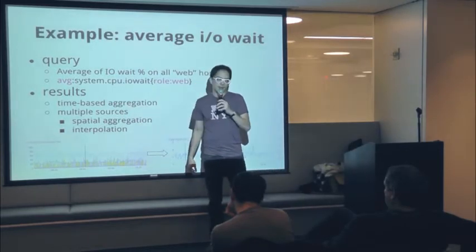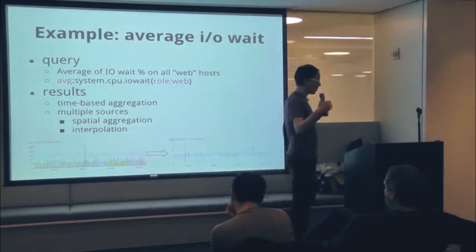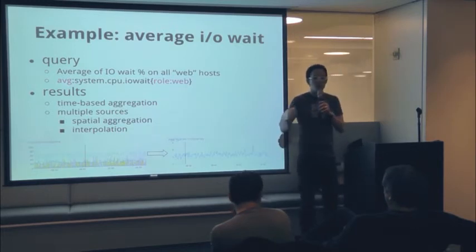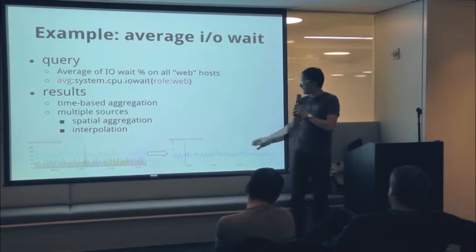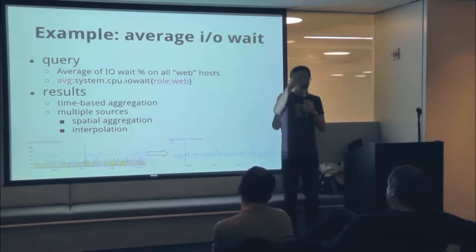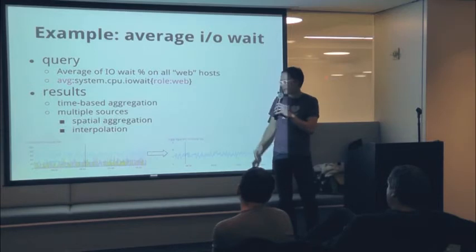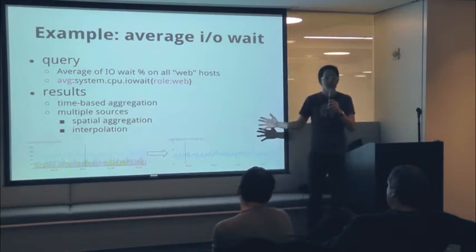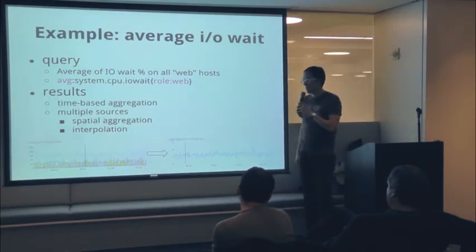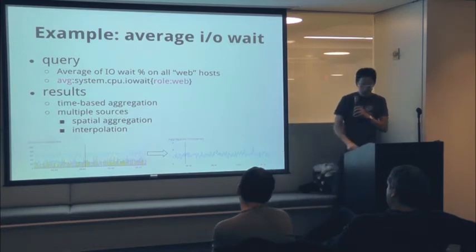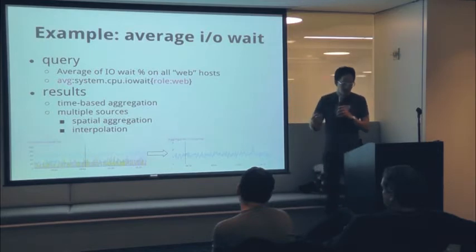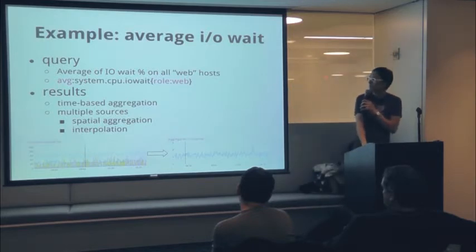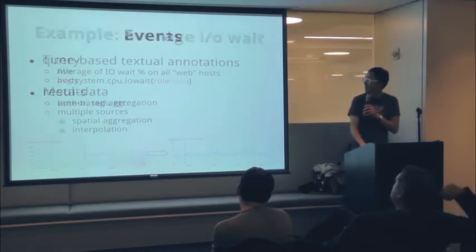One interesting thing is that because not all data is sampled at the same time, you have to do some form of interpolation so that you can compute the average on the same timestamps. Does that part make sense? Okay, cool. If it doesn't, please raise your hand. So there's time aggregation and space aggregation happening. These are examples of metrics, the kind of processing we do on them, and the kind of queries you can run against them.